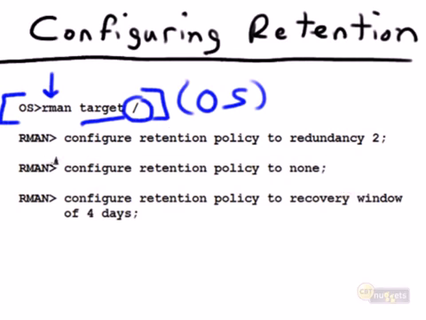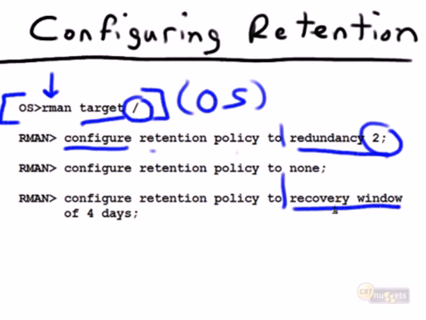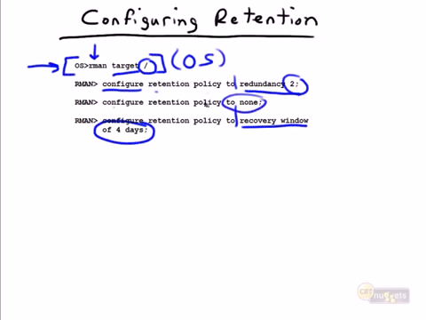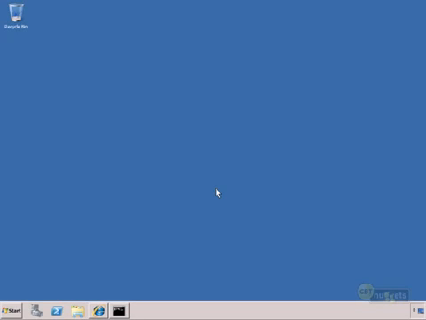Once you're in the RMAN environment, we can use the configure command to set defaults that RMAN uses during its jobs. You see, configure retention policy to is the stem, and then we specify either redundancy with a certain number of backups to be kept current, or recovery window where we specify a clause of a certain number of days. If we want to clear the retention policy and start over, remember the default is redundancy, we would specify configure retention policy to none.